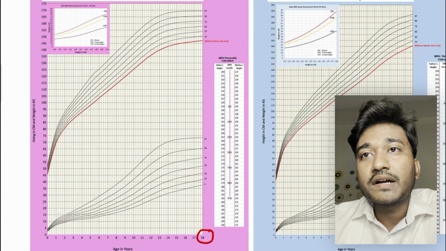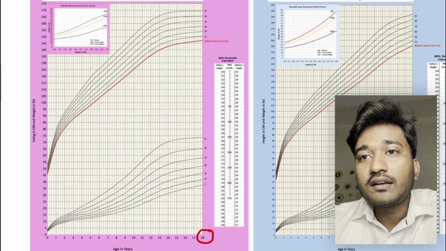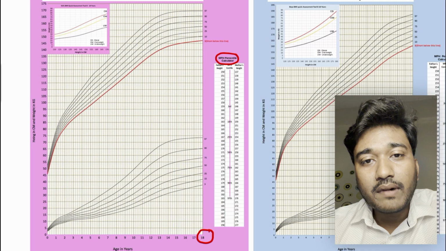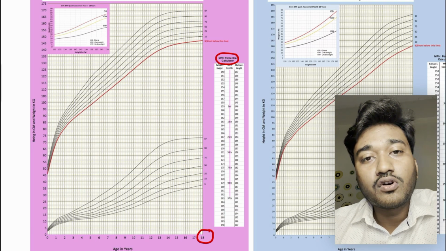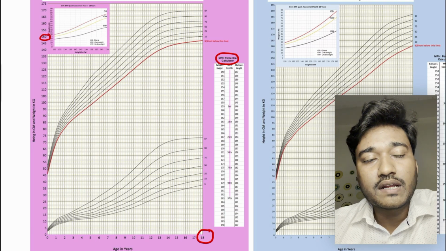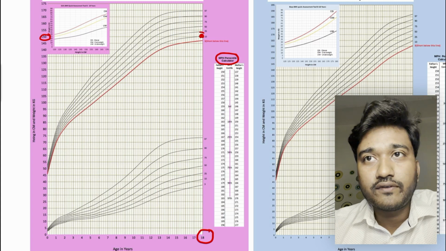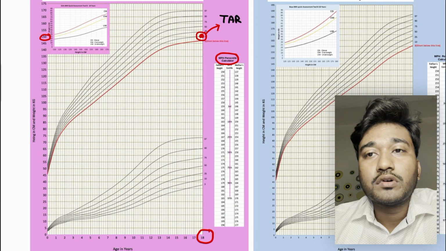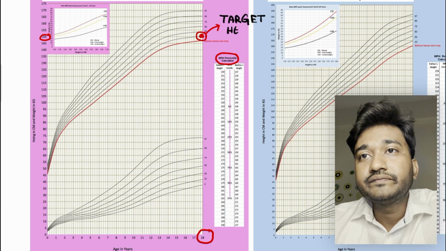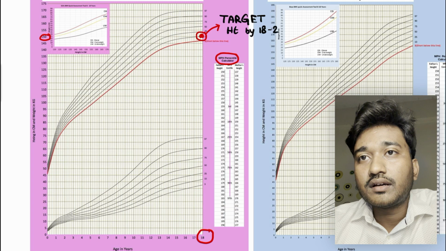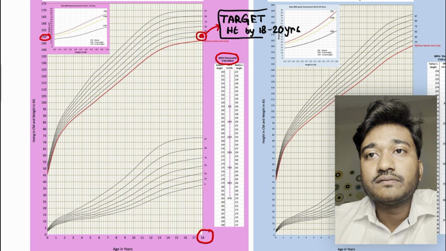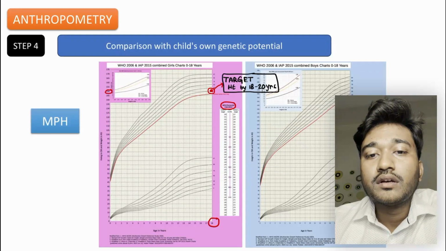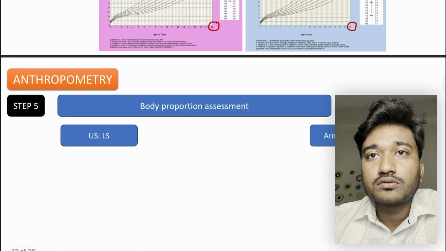Look, there is a percentile calculator for mean parental height. At 18 to 20 years of age, the child must attain the target height, what we got from mean parental height, plus 6.5 for boys, minus 6.5 for girls. So we have the target height. By 18 to 20 years, the child should attain it. That is how we must measure the mean parental height and mark it, and in defined settings, we must monitor the growth curve.